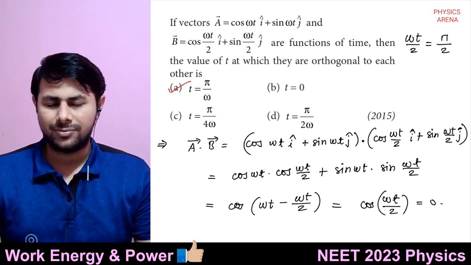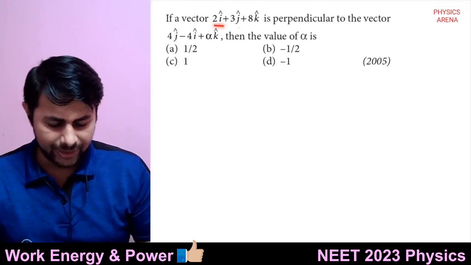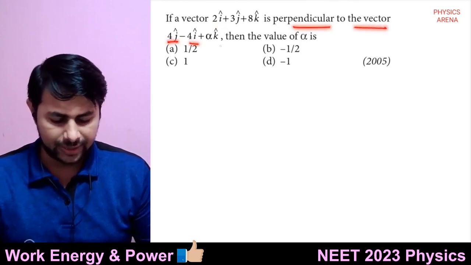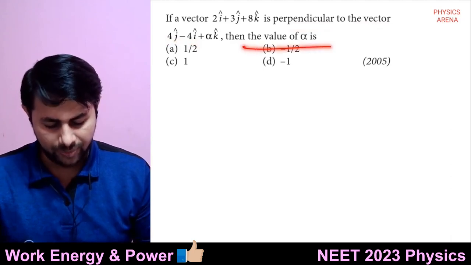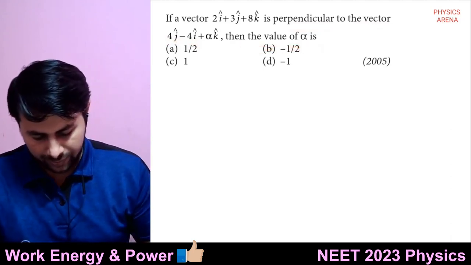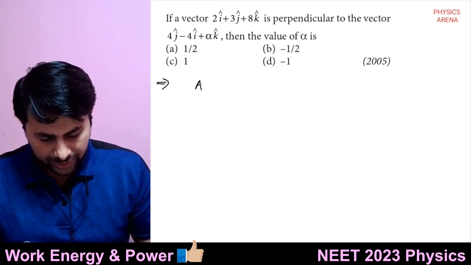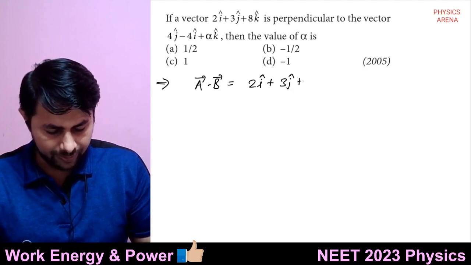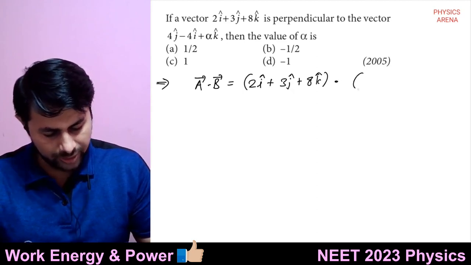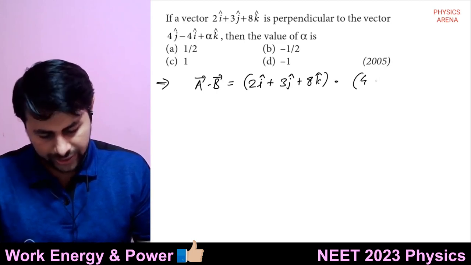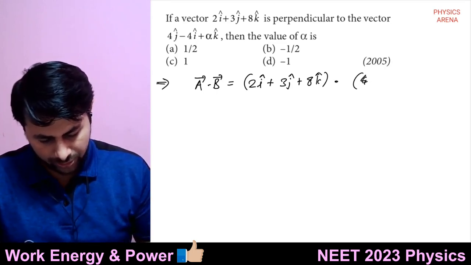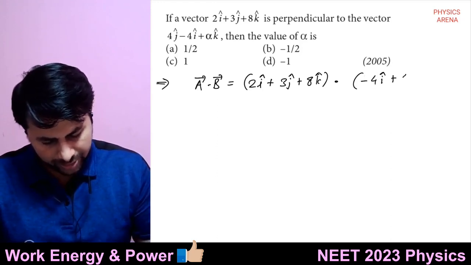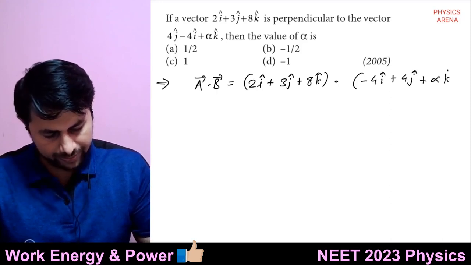So this was simple. If a vector 2i cap plus 3j cap plus 8k cap is perpendicular to vector 4j cap minus 4i cap plus alpha k cap, then the value of alpha is, again simple question. Okay, so a bar dot b bar is equal to 2i cap plus 3j cap plus 8k cap, its dot product with minus 4i cap plus 4j cap plus alpha k cap.